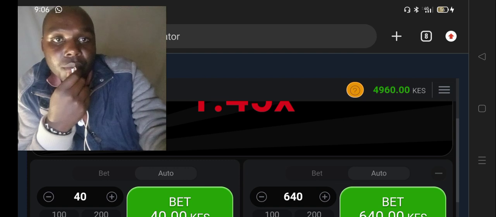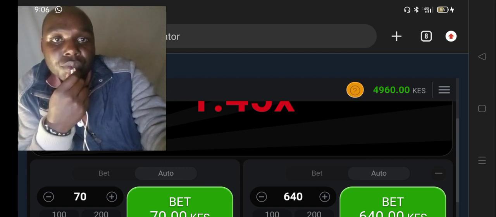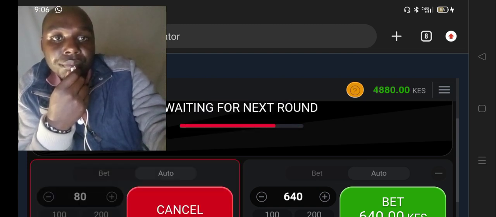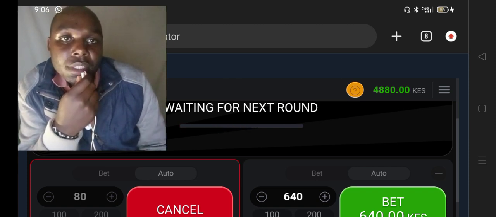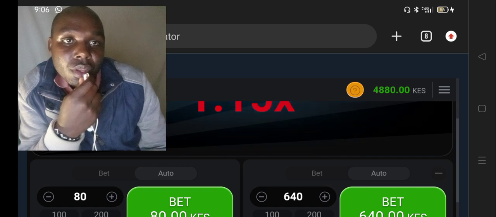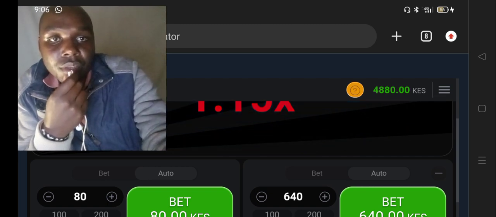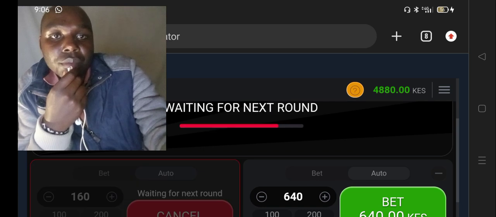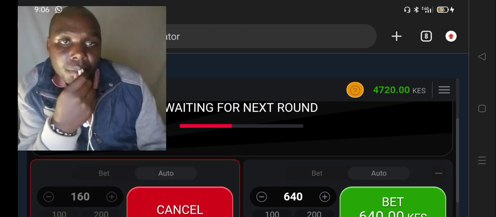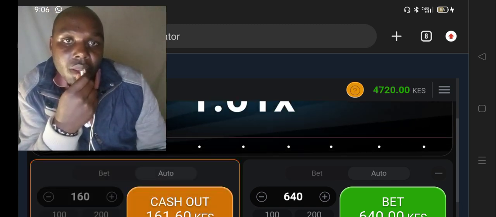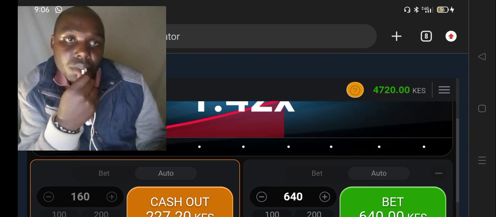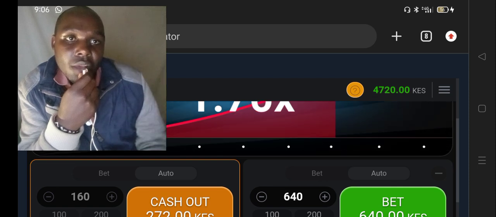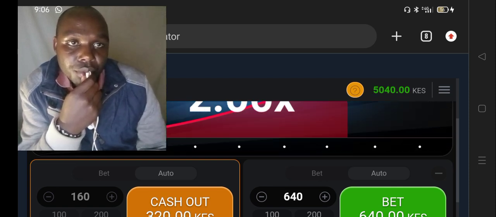We have lost again. We are doubling it to 80. We have lost again. We are doubling it to 160. And you have to be fast, and you remember you are using the plus button when you are adding to our stake, or reducing our stake, you use the minus button. We are not inputting it manually because I've told you that it will make your phone hang.